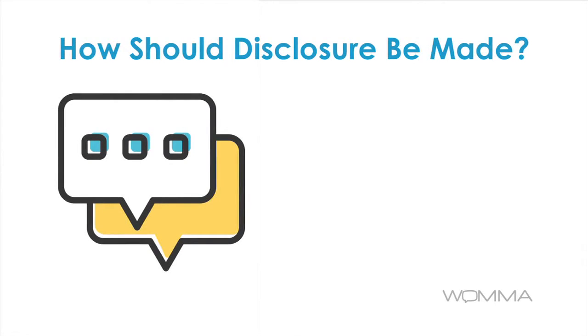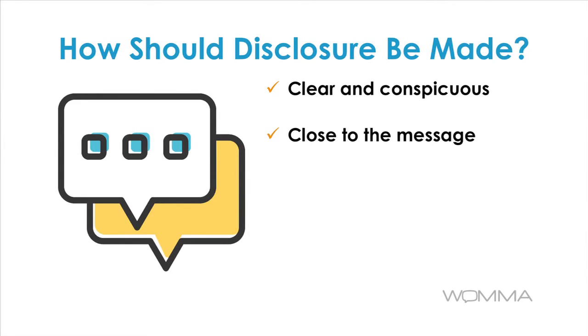Lastly, how should disclosure be made? The general rule is that disclosure should be clear and conspicuous. This means that readers shouldn't have to look too hard to find it or understand it. It should also be as close as possible to each applicable message. Burying the disclosure in fine print at the bottom of the screen isn't going to be effective.